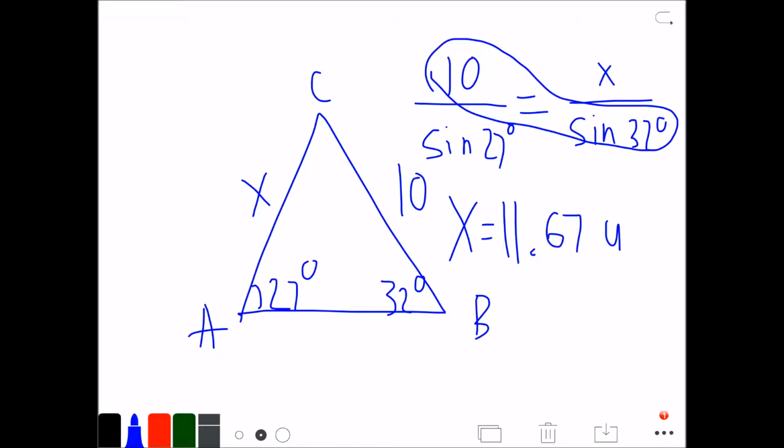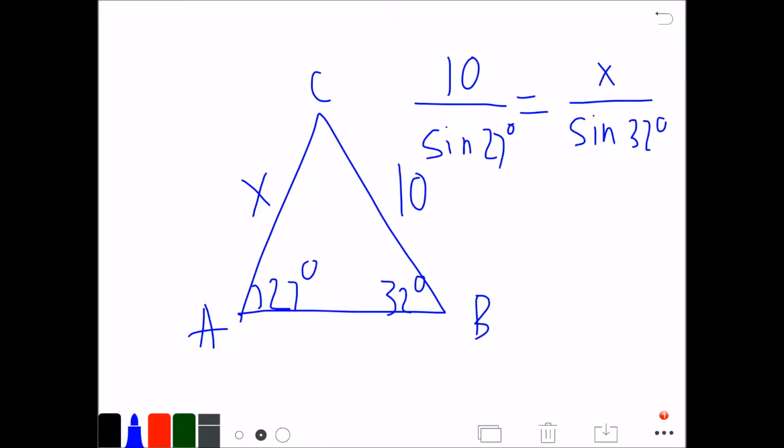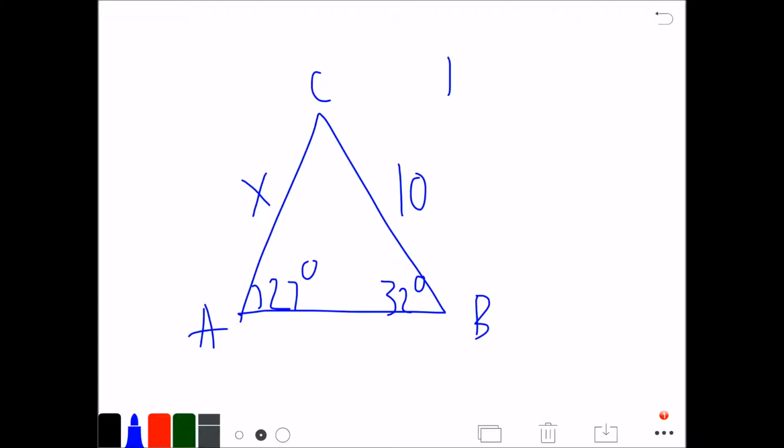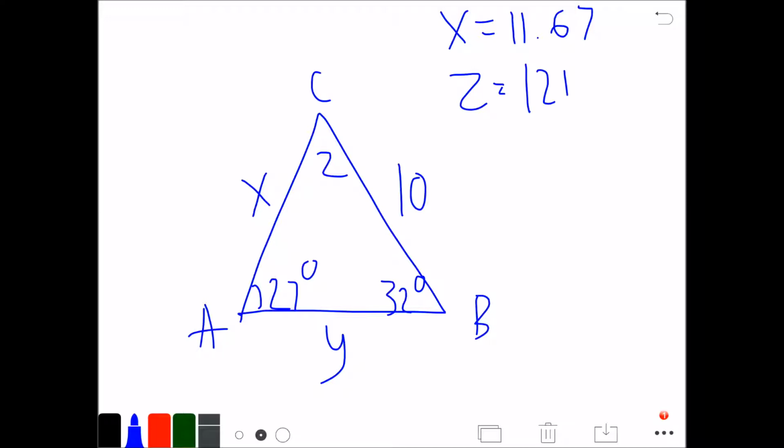11.67 units. But what if I told you I wanted to solve the whole triangle, right? So this can be y and this can be z. So x I know is 11.67 units. Well, z is relatively easy to find. All you have to do is take 27 plus 32 and subtract that from 180. So z will be 121 degrees.